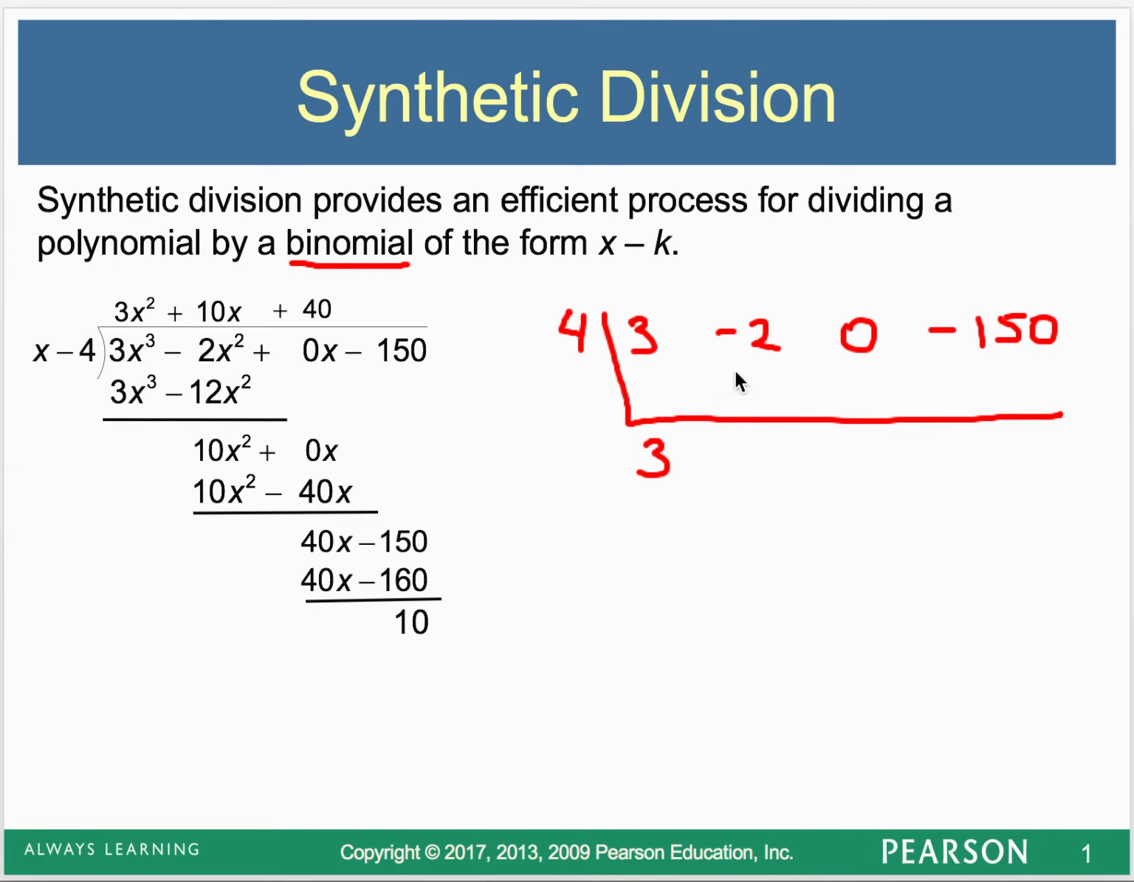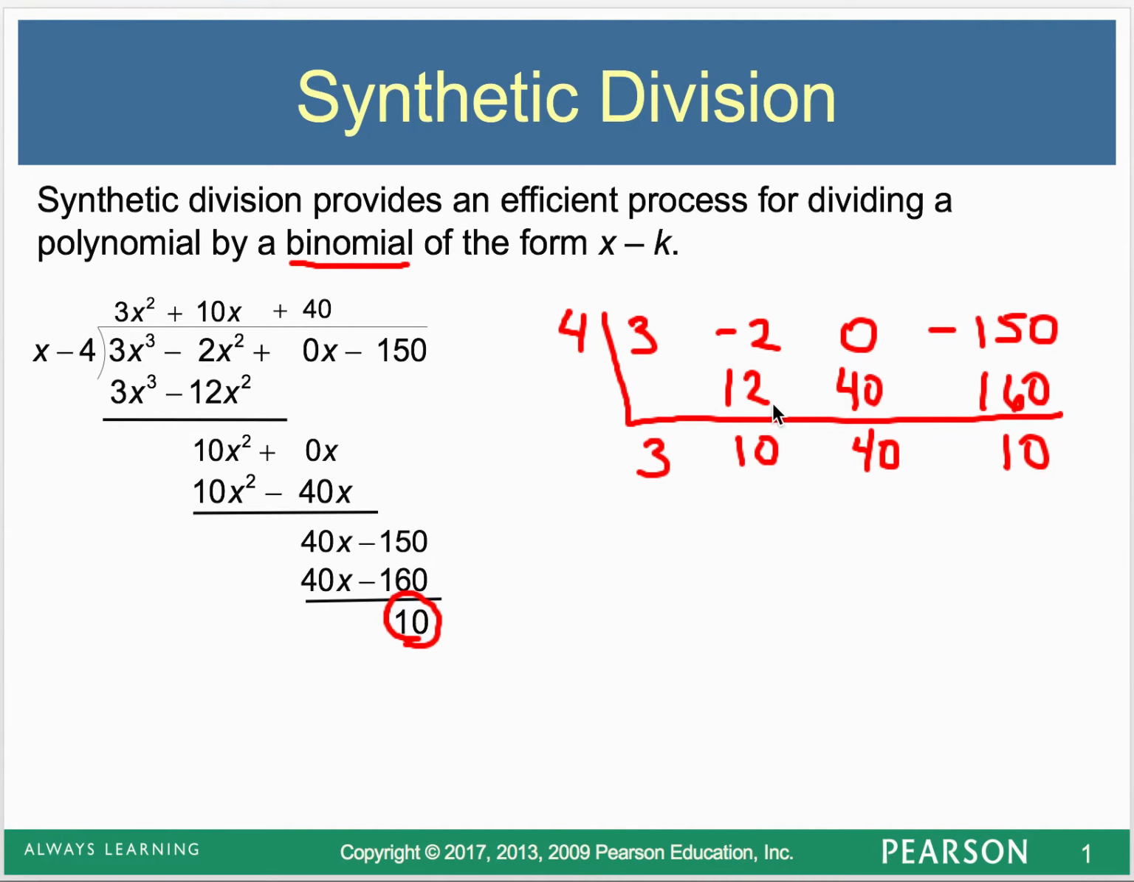So 4 times 3 is 12, and then we add these. 12 minus 2 is 10. 4 times 10 is 40, and then we add these. 4 times 40 is 160, and then we add these. Notice here are the 3, the 10, and the 40. Here's my answer. Oh, they left off part of this problem. Well, here's the remainder, they just didn't write it. So here's the remainder of 10.